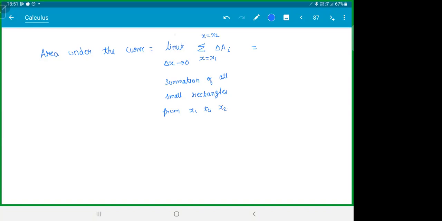So you can just replace this limit and all this thing with one symbol like this. We call it an integral. So A is nothing but integral yi dx, limits from x1 to x2. I'll tell you what it means. This x1 is called lower limit. This x2 is called upper limit. So basically initial to final.